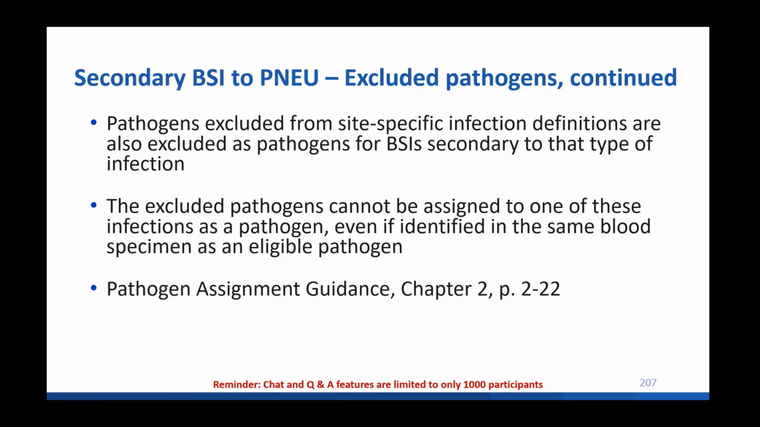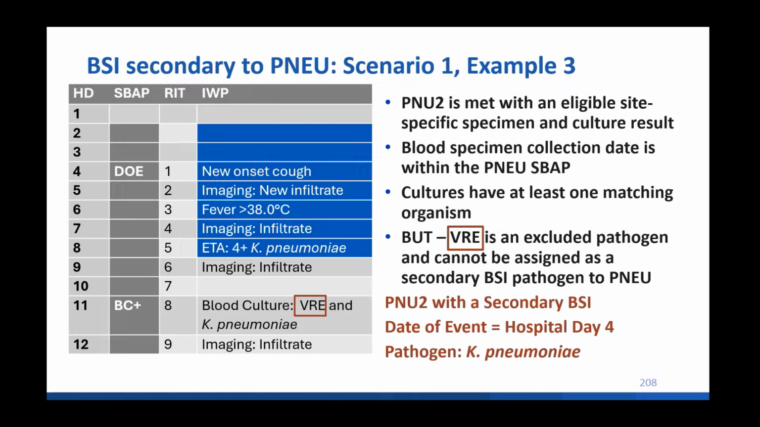And additionally, regarding the excluded pathogens, pathogens excluded from the pneumonia definition are also excluded as pathogens for BSIs secondary to pneumonia, even if identified in the same blood specimen as an eligible pathogen. So in other words, they can't be scooped. Instead, the excluded pathogen must be accounted for as either a secondary BSI to another site-specific infection or reported as a primary BSI. And this is covered in Chapter 2 in the Pathogen Assignment Guidance section. And we'll look at an example.